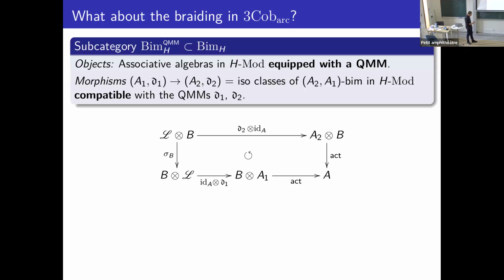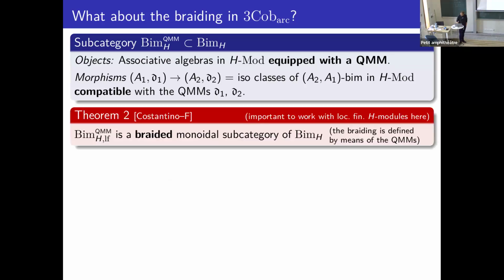A bimodule becomes a bimodule over the coend also. And then you can require some compatibility condition, which is this one. Okay, so you see it is the same diagram as for the quantum moment map, but now it is a compatibility condition because you use the action instead of multiplication. And you can make a subcategory which has this object and this morphism.